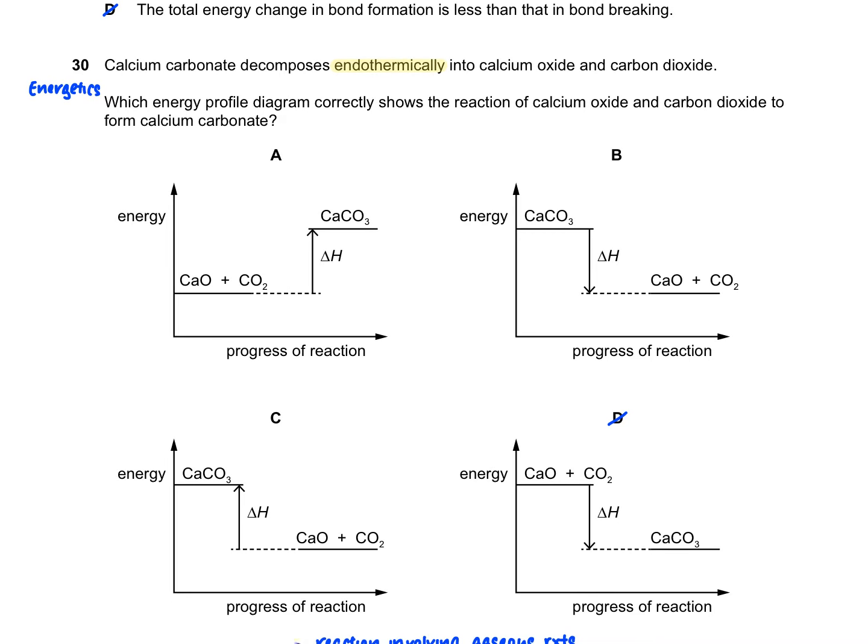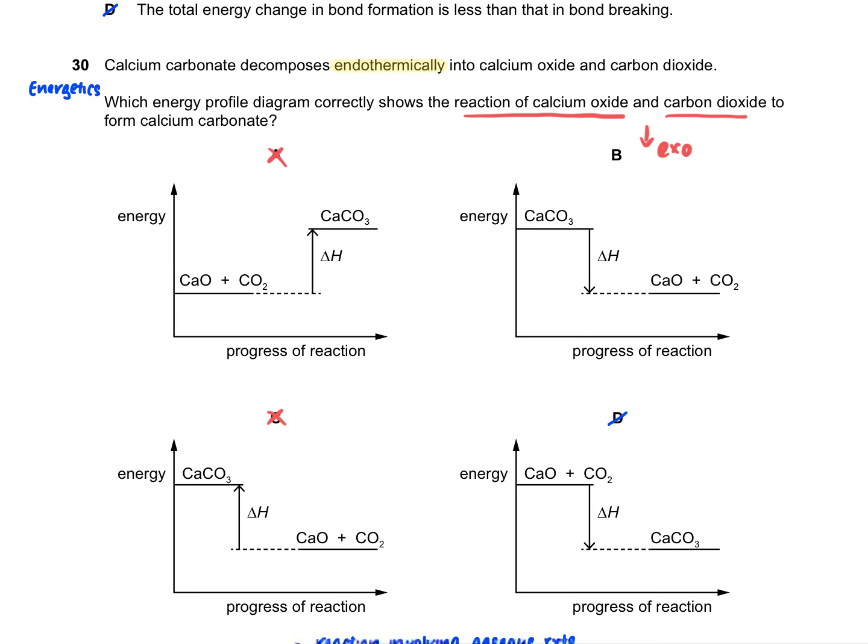The question is also very tricky. The question tells you that calcium carbonate decomposes endothermically into calcium oxide and carbon dioxide. But if you read the question carefully, they are asking you for the energy profile diagram for the opposite reaction, the reaction of calcium oxide and carbon dioxide. If calcium carbonate becoming calcium oxide and carbon dioxide is endothermic, this reaction would therefore be exothermic. So we are looking at an exothermic energy profile diagram.